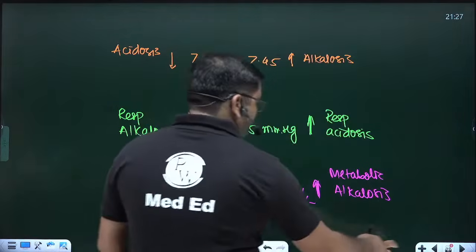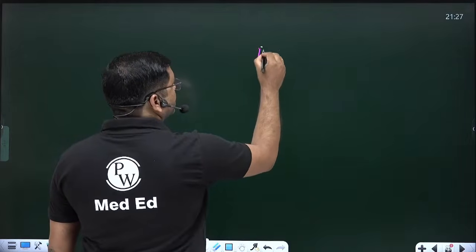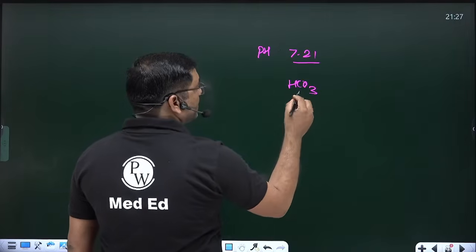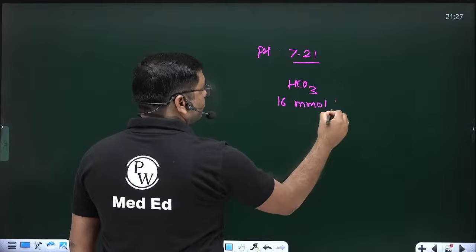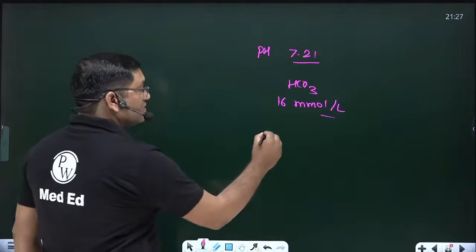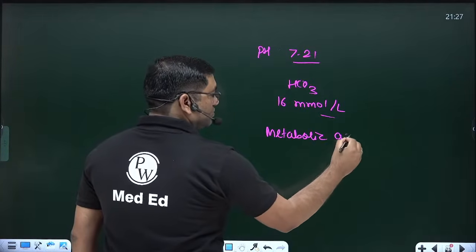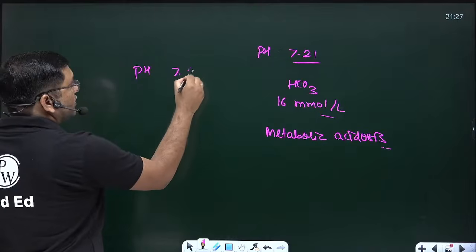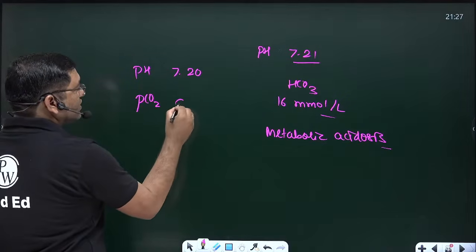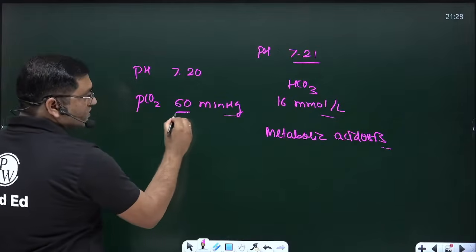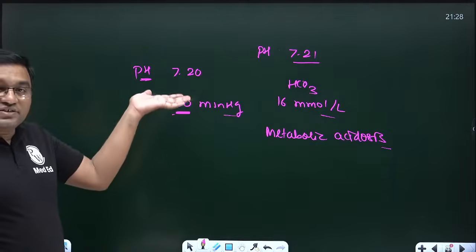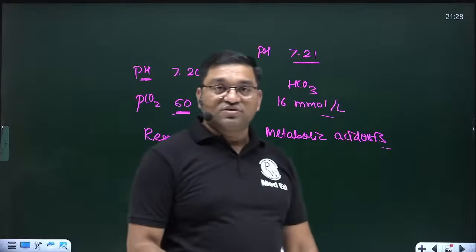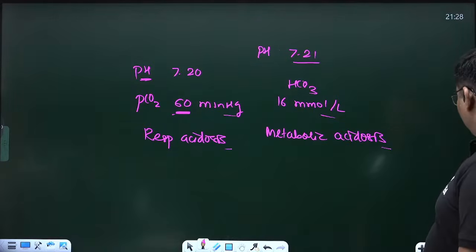For example, if the pH is 7.21, it means acidosis, and if bicarbonate is 16 millimole per liter, this is metabolic acidosis. The parameter that goes with the pH is the primary defect. See, if pH is 7.20 and the PCO2 concentration is 60 mmHg, this is acidosis, and carbonic acid is increased here, so it is respiratory acidosis. The other parameter is the compensation. Okay, so this is metabolic acidosis, respiratory acidosis.